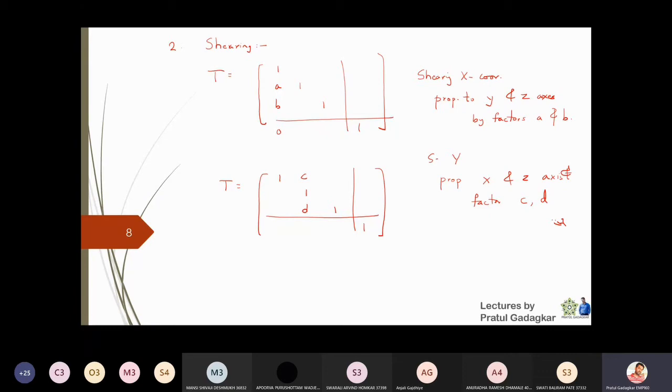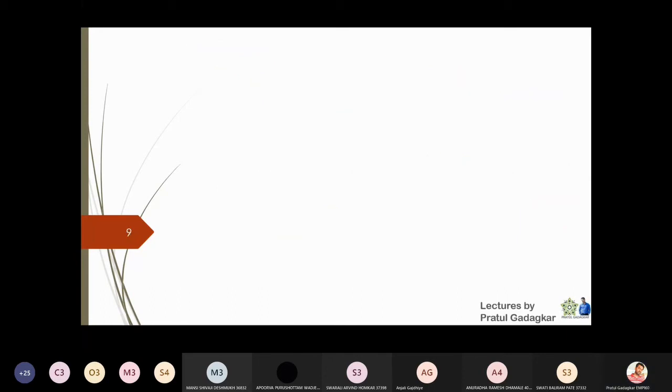The next important type of matrix is the reflection matrix. So third is reflection. Now you have seen that we have used reflection about the plane x equal to 0. What is the meaning of plane x equal to 0?